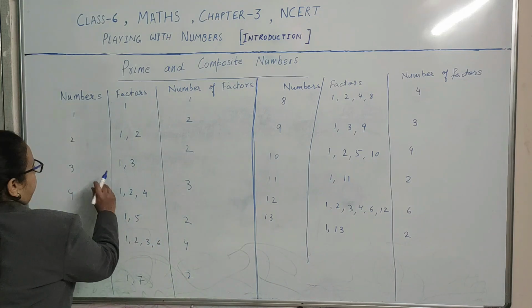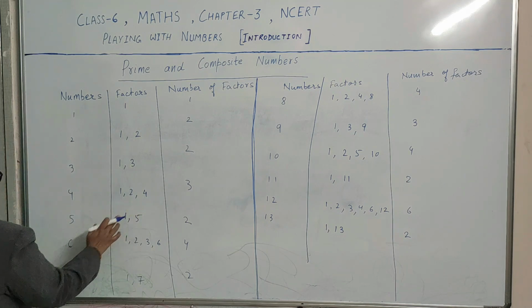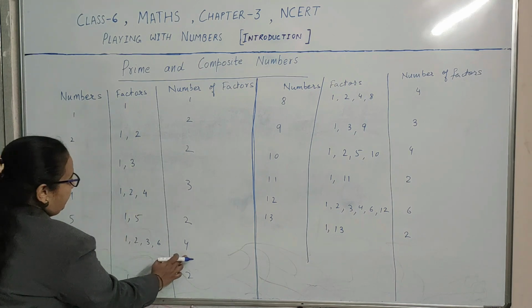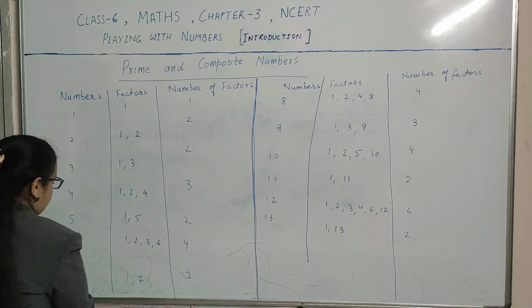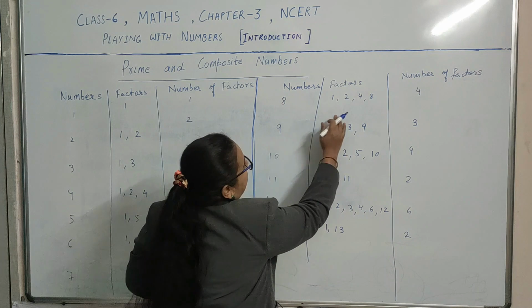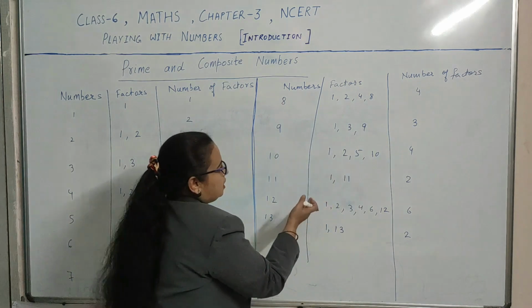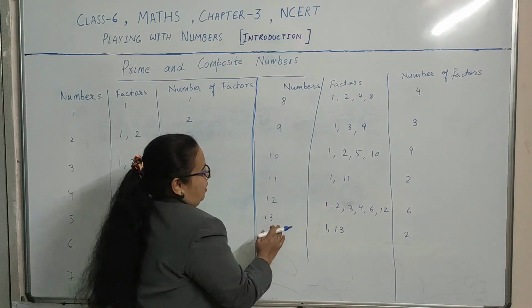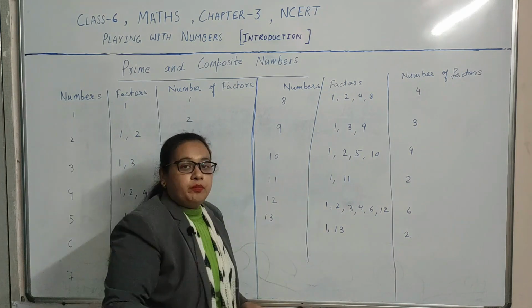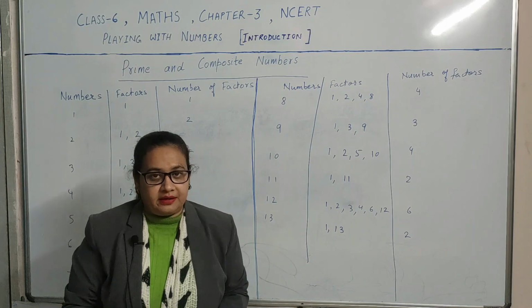So which are the composite numbers? See, 4 is a composite number, 6 is a composite number because it has 4 factors, right? It has more than 2 factors. 8 also has more than 2 factors, it has 4 factors. 9 also has more than 2 factors. So 8, 9, 10 and 12 are all composite numbers because these numbers have more than 2 factors.